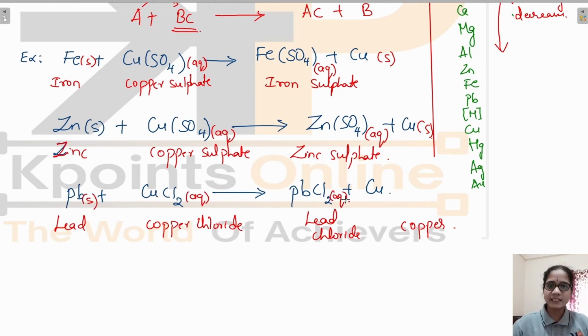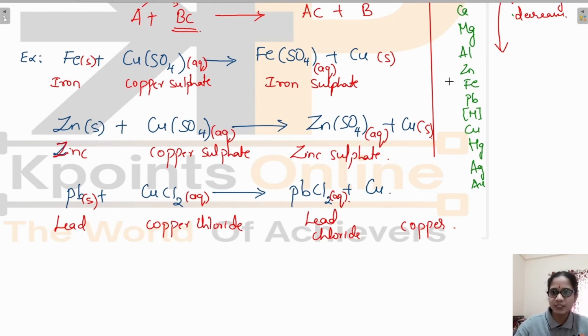One thing you have to note down here is that not all the elements will displace every element from its solution. Only the reactive elements will displace other elements from their solution. This iron has displaced copper from this copper sulfate solution, it means that iron is more reactive than copper. Here zinc has displaced copper, means zinc is more reactive than copper. Lead has displaced copper, it indicates lead is more reactive than copper. So only the reactive metals will replace the element that is less reactive than them, so that a compound is formed here.